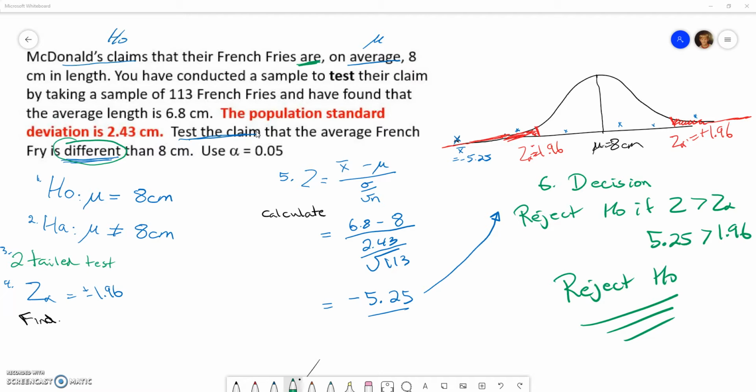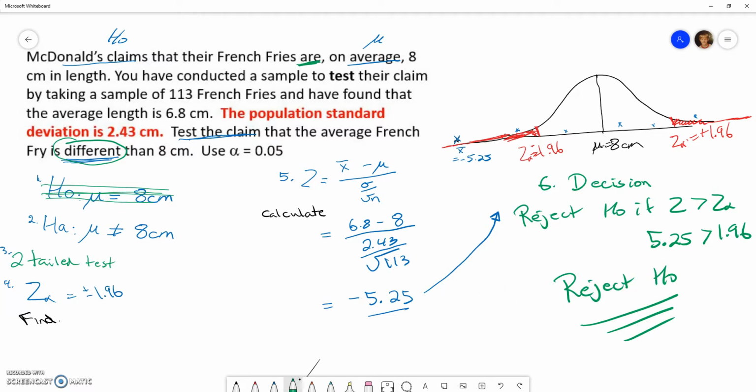We just went through the 6-step process and we have concluded we have sufficient evidence to reject the null hypothesis. Basically that means we can cross out the null hypothesis, which leaves us the alternate hypothesis, which means that the average is not 8 centimeters. We don't know at this point what the average is for McDonald's French fries, but we do know that it is not 8 centimeters.